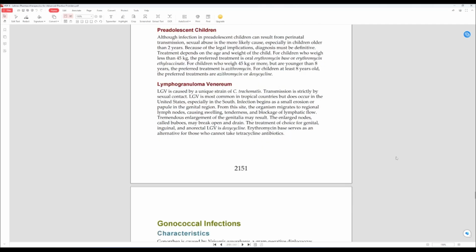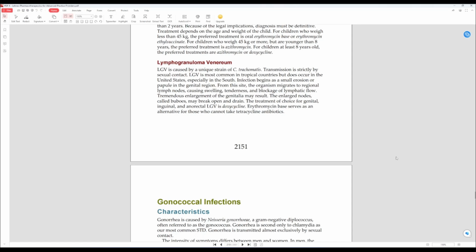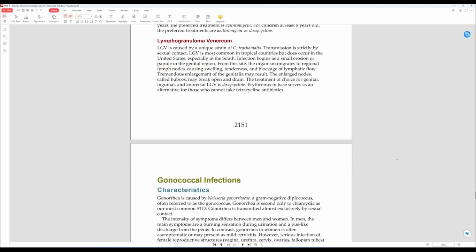Lymphogranuloma venereum (LGV) is caused by a unique strain of C. trichomatis. Transmission is strictly by sexual contact. LGV is most common in tropical countries, but does not occur in the US, especially in the South. Infection begins as a small erosion or papule in the genital region.